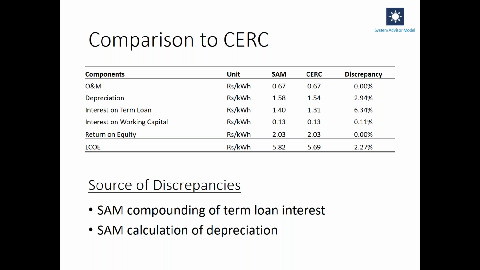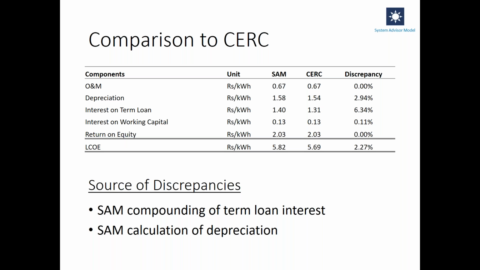The largest single discrepancy between the two calculations is actually on the interest on loan term. And that is driven by the fact that SAM calculates the compounding of interest on an annual basis, whereas the CERC calculations operate on a monthly basis. So this means that SAM, over the course of the loan, will expect a greater interest paid on the loan.